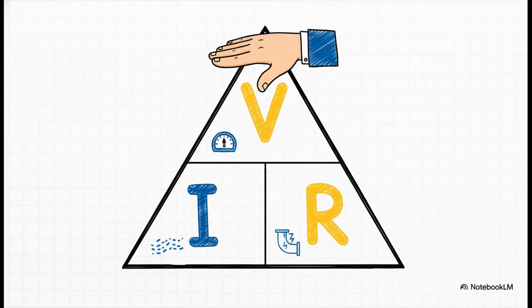If you ever need to figure one of them out, you just cover it up with your finger. Want to know the voltage? Well, you're left with current times resistance. Need to find the current? It's just voltage divided by resistance. This is the essential piece of math you need for pretty much all basic electronics.